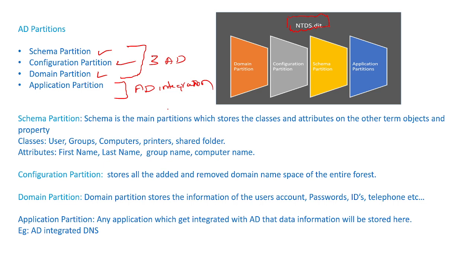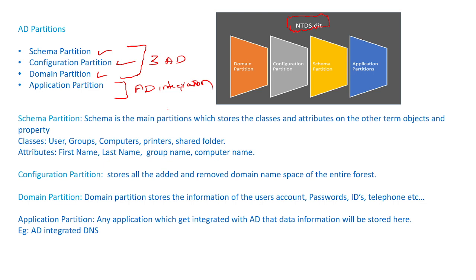Now let us understand what the actual work is and what is actually stored in each partition. The schema partition is a very important partition. That is the main partition which stores your classes and attributes. This means if you create a computer object, it will be stored in the schema partition. If you create a username, that will also be stored in the schema partition, and the attributes of the same.